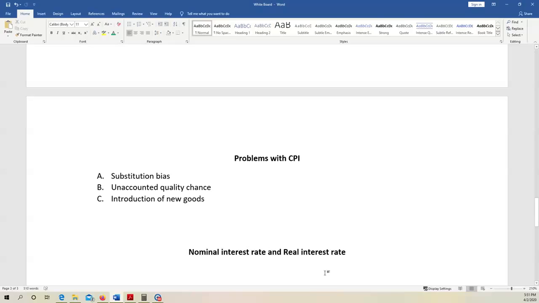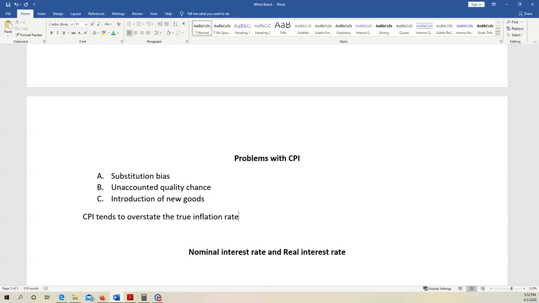So let me give you the conclusion first. CPI, Consumer Price Index, tends to overstate the true inflation rate. Remember, we can use CPI to calculate the inflation rate, right? How fast prices are rising over time. Because CPI is useful but not a perfect measure of cost of living. So the final conclusion is CPI tends to overestimate the true inflation rate.